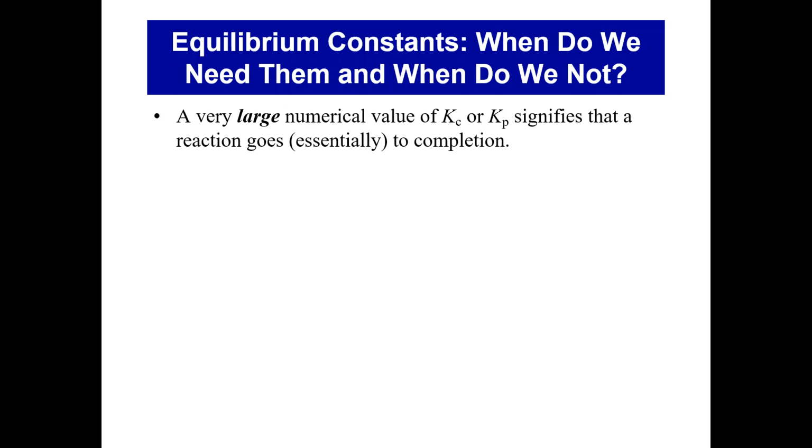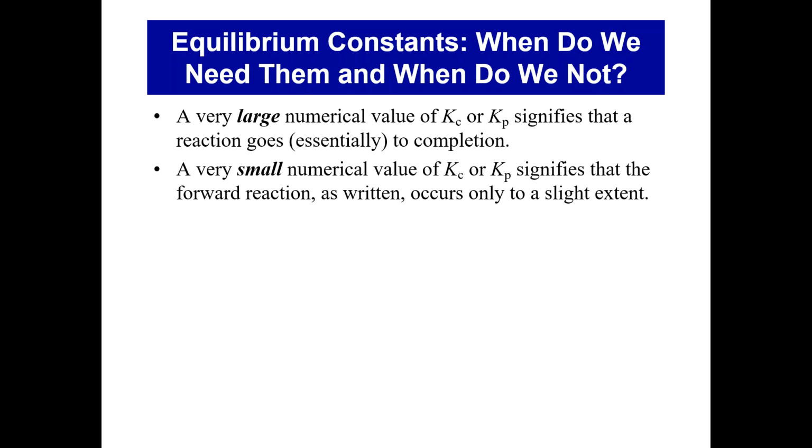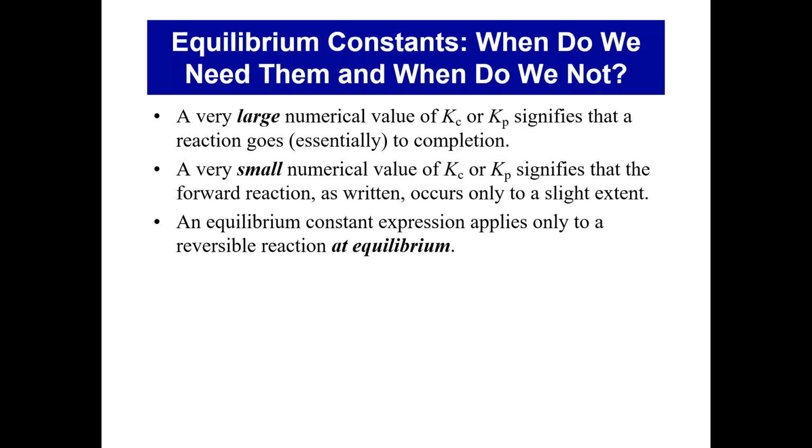All right. So basically, what that means is that all the reactants are used up if Kc and Kp are huge, right? On the other hand, if Kc or Kp is small, then the reaction is only moving forward to a slight extent, which basically means that you have a lot more reactants and products involved in the system at equilibrium. All right.